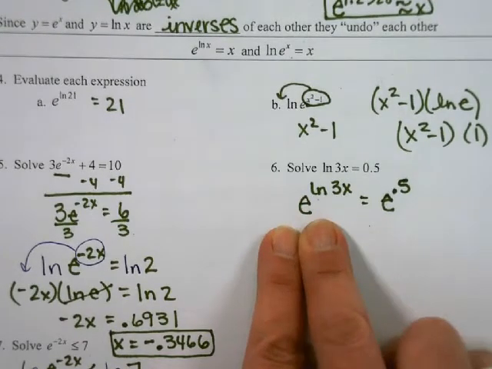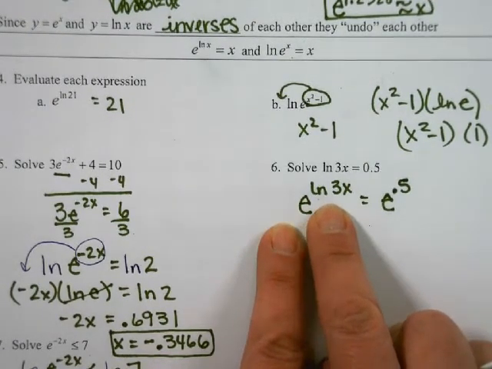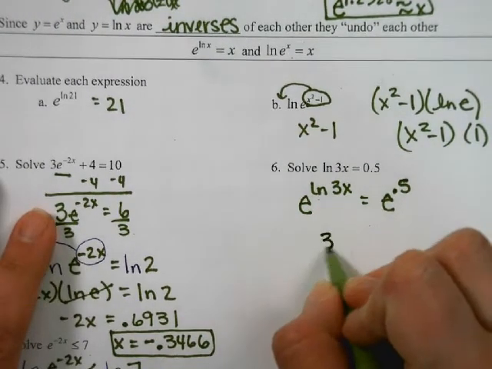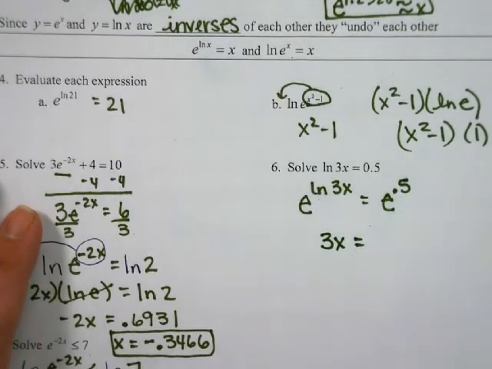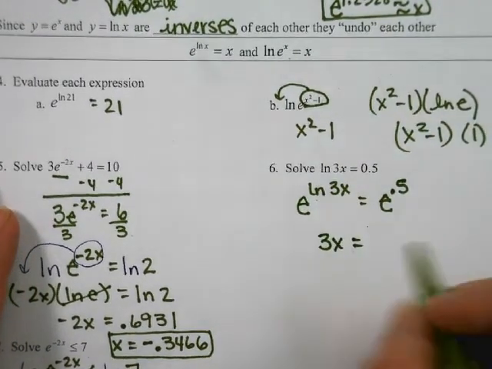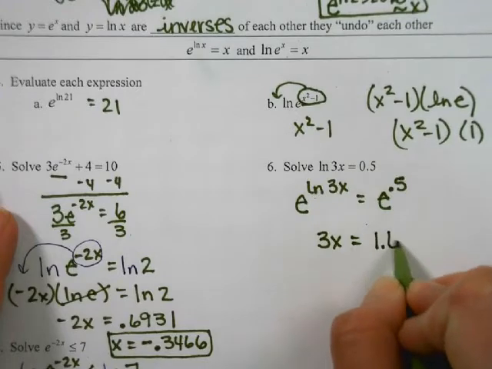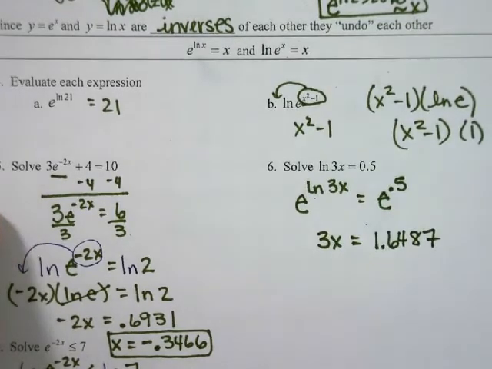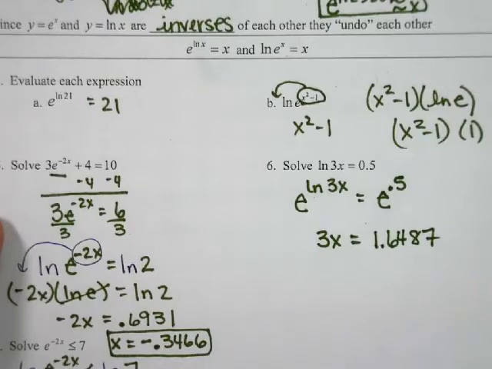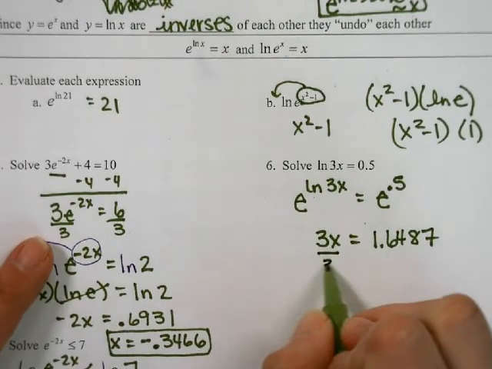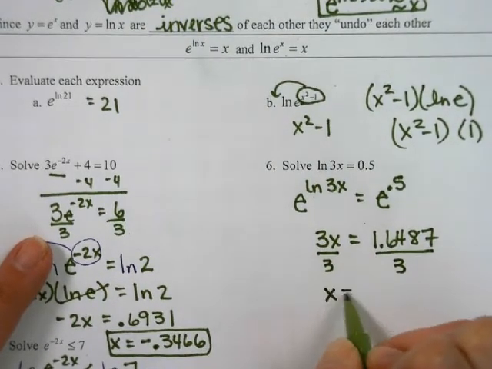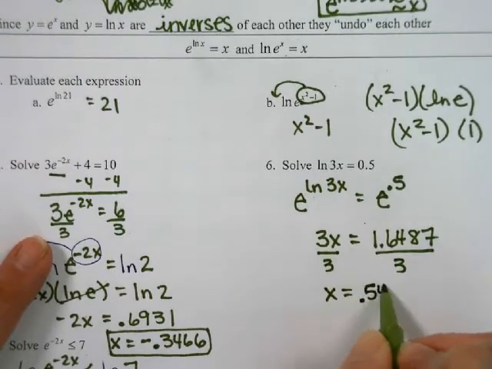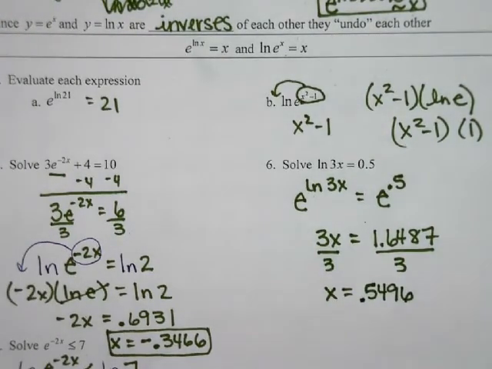What happens when I take e and I raise it to the natural log? They cancel out. So what's on the left side here? And e to the 0.5 I can do in my calculator. 1.6487. Solve for x by dividing by 3. So x equals 0.5496. These ones you still have to be mindful of because these ones are now in logarithmic form. So be careful with negatives on these guys.